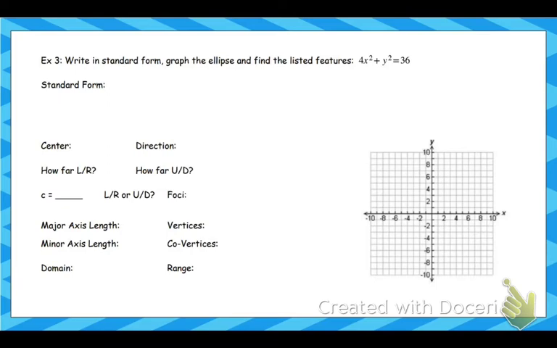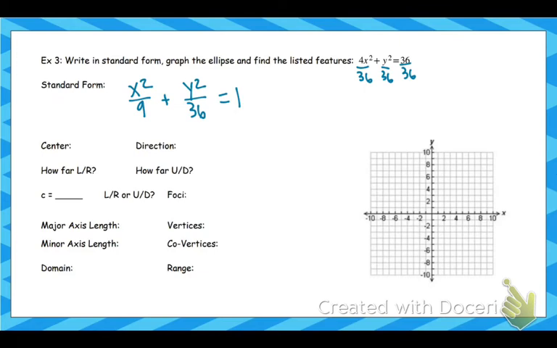So in order to write it in standard form, you'll have to notice what's different. All the equations we've looked at in standard form should equal 1. This one equals 36. So what we have to do is divide everything by 36. So if I simplify that, that gives me x squared over 9 plus y squared over 36 equals 1. Now it's in standard form.